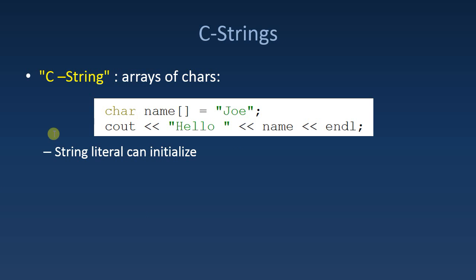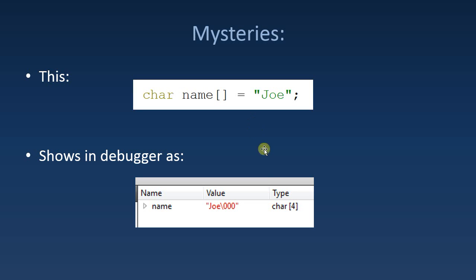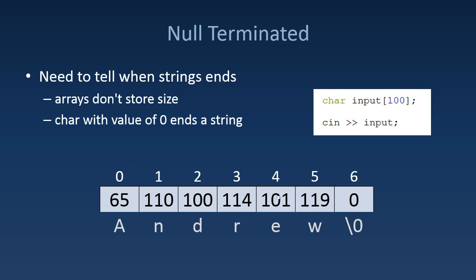But if we run this code and go look at the debugger, something weird happens. This name variable shows me that it's storing JOE \0 and that its type is an array of 4 characters. So what's going on? Where'd this extra chunk come from? Well, every C string is supposed to end with a 0, with \0 is the way to indicate the special character 0. So if I'm storing my name Andrew in a C string, I'd need room for the 6 characters plus this extra 7th character, the 0 character, to indicate that it's done.